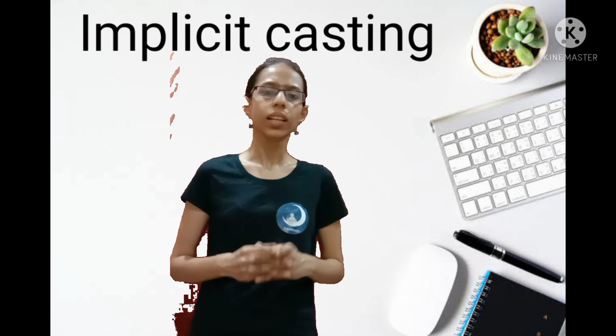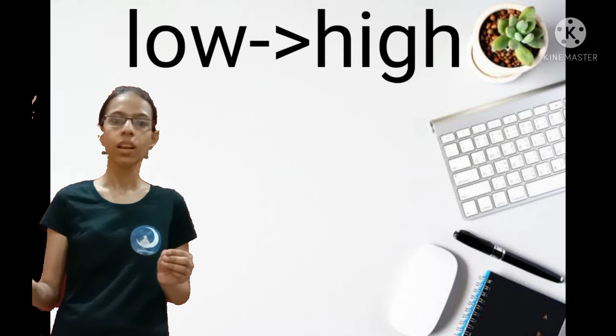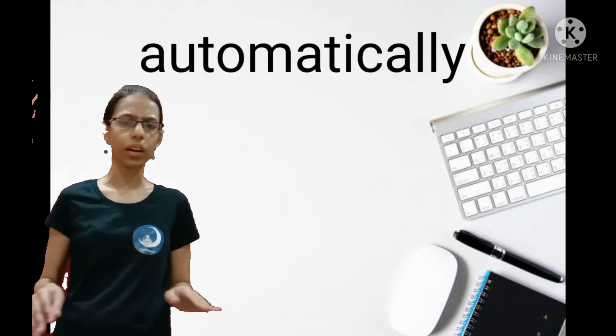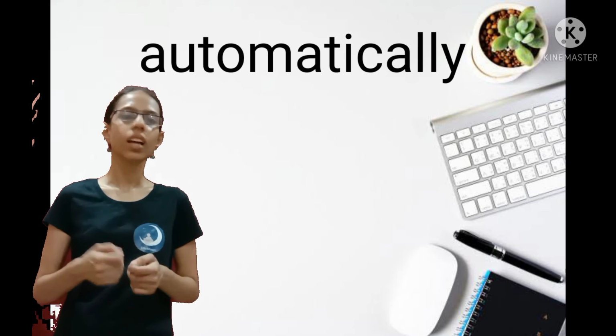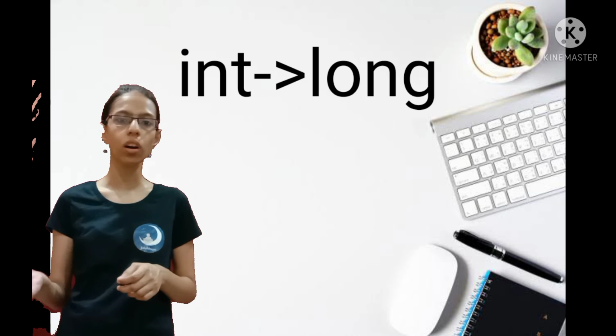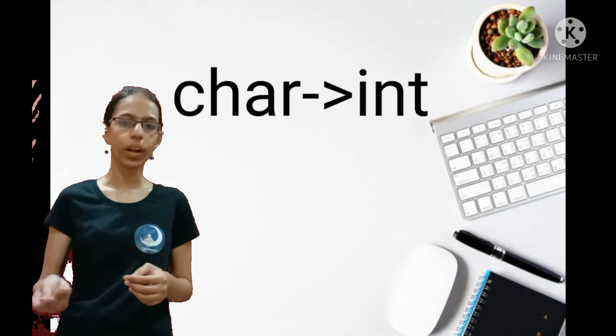Now let's see what typecasting is. Typecasting is when we want to convert from one data type to another data type. There are two types of typecasting, explicit and implicit. The first one is implicit. Implicit means when we are converting from a lower data type to a higher data type, like from a small value to a higher value. It is done automatically. We need not do anything. The computer will take care of it. For example, converting from int to long or from char to int will be done implicitly by the computer.